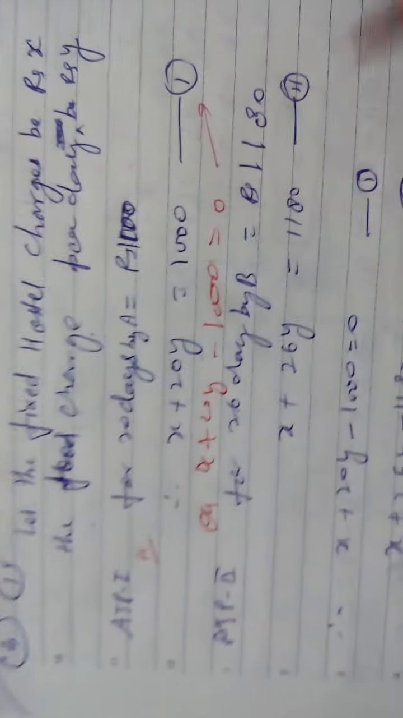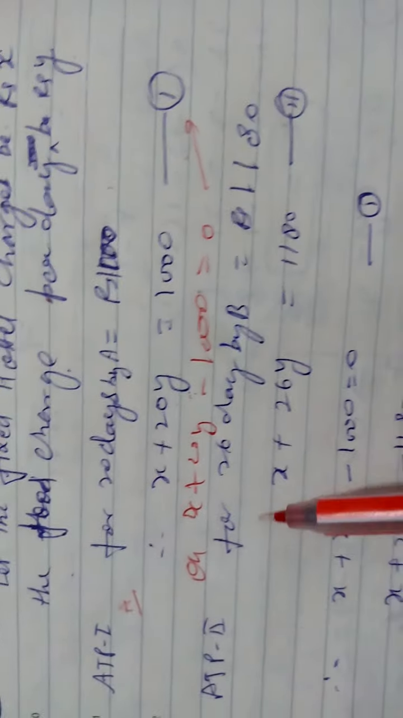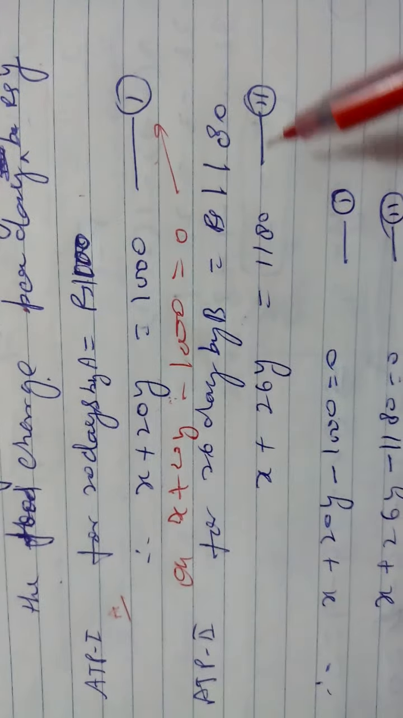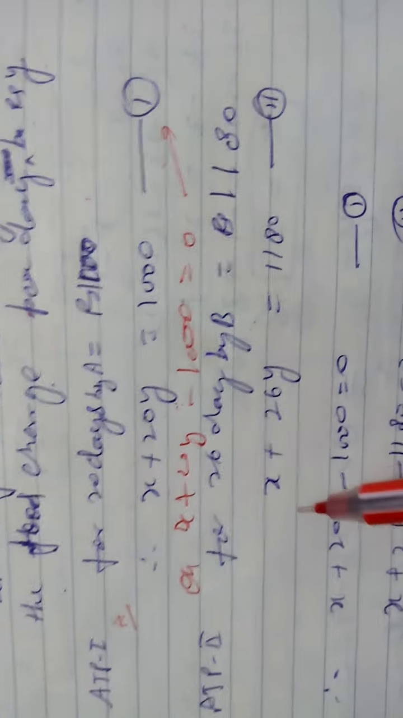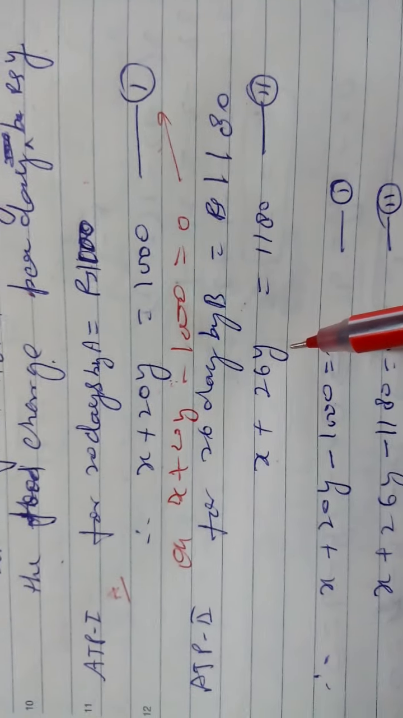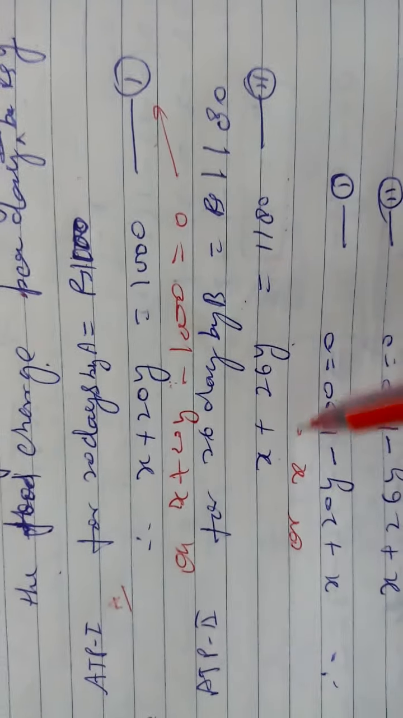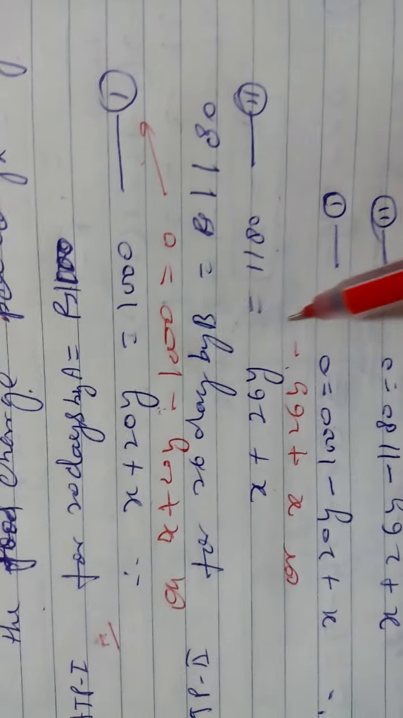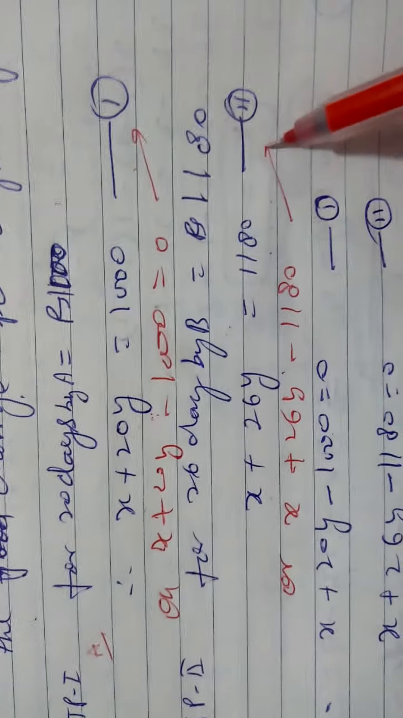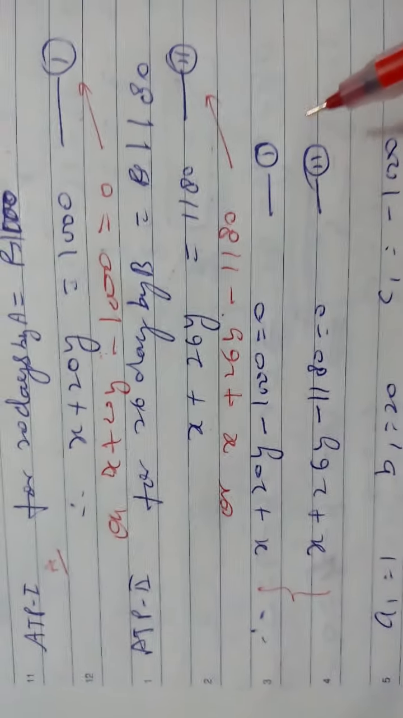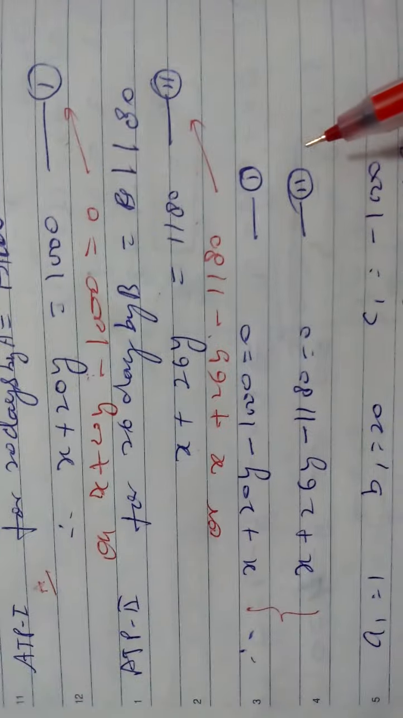So now we will see here, for the next condition, for 26 days a boy is paying 1180. So the fixed charge plus 26Y gives you 1180. You can write this as X plus 26Y minus 1180 equals 0. It is equation second, which I have written here in the standard form for the cross multiplication method.